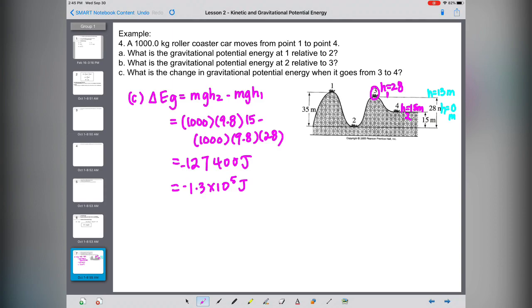So what do you think the significance of the negative is? The change in energy, I went from a higher gravitational potential to a lower, so it makes sense that I have a negative change, right? Like I'm losing the energy. And later on, if you remember from grade 11, this energy that is lost has been converted to adding kinetic energy, right? So we're going to talk about conservation of energy later, and it will make sense.